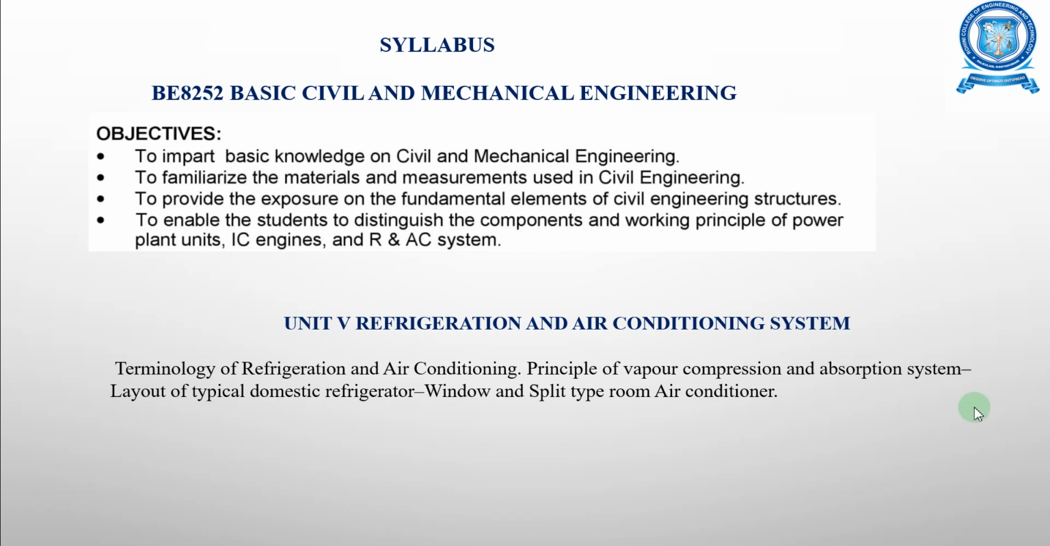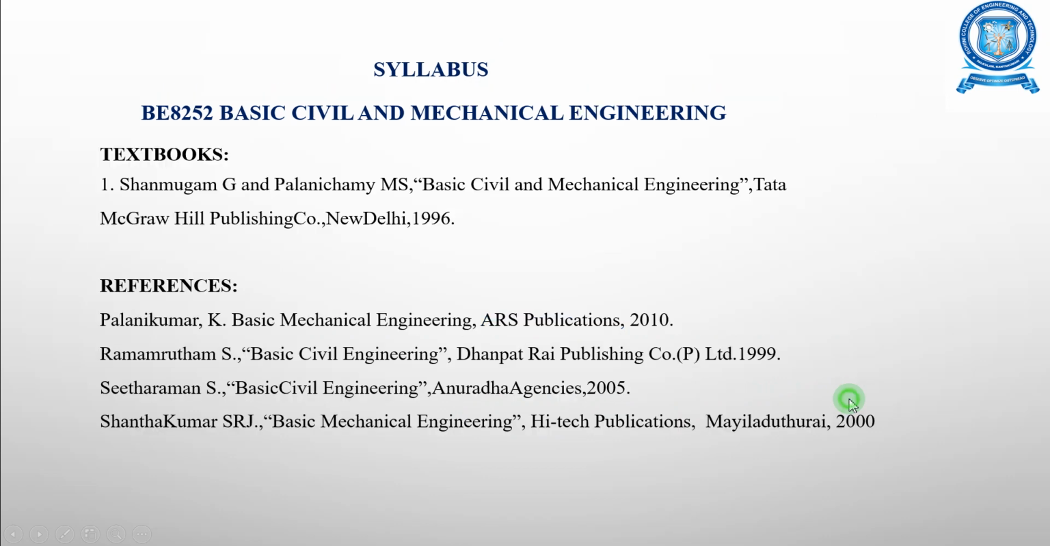And this is the syllabus. For the 5th unit, that is refrigeration and air conditioning system, we have terminology of refrigeration and air conditioning, and the principle of vapor compression and absorption system. In this video session, we'll be studying about this vapor absorption system and the layout of a typical domestic refrigerator, window and split type room air conditioner.